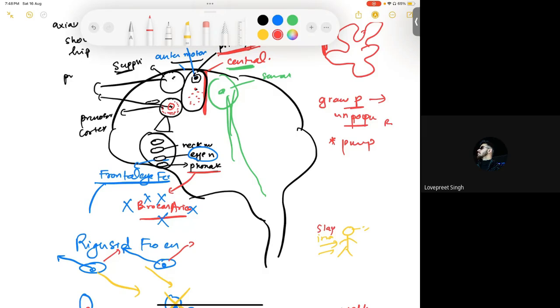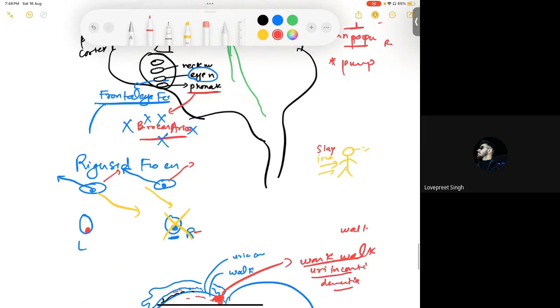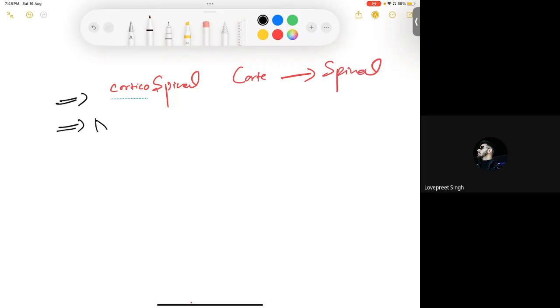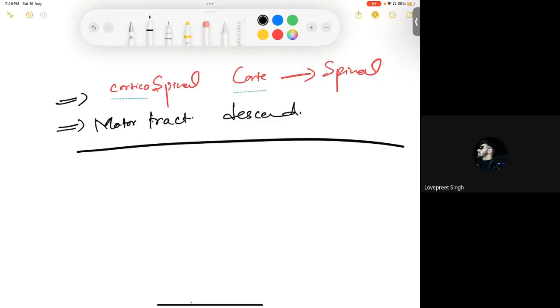Okay, perfect, right? So we discussed Broca's area, we discussed the frontal eye field. Now let's discuss the corticospinal tract. We discussed that the corticospinal tract basically comes from the cortex to the spinal cord. So which tract basically comes from the cortex to the spinal cord? The motor tract, right? The motor tract or the descending tracts. All of these are the same thing, right?